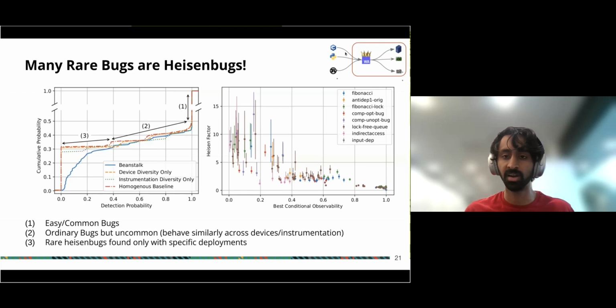But then the really rare Heisenbugs are ones that are only found when you change both your devices and your instrumentation. The graph on the left shows that when you have low conditional observability, you get a lot of bugs that have a higher Heisen factor and are also harder to estimate, which means the benefit of using both platform and instrumentation diversity is critical for a debugger to be effective.